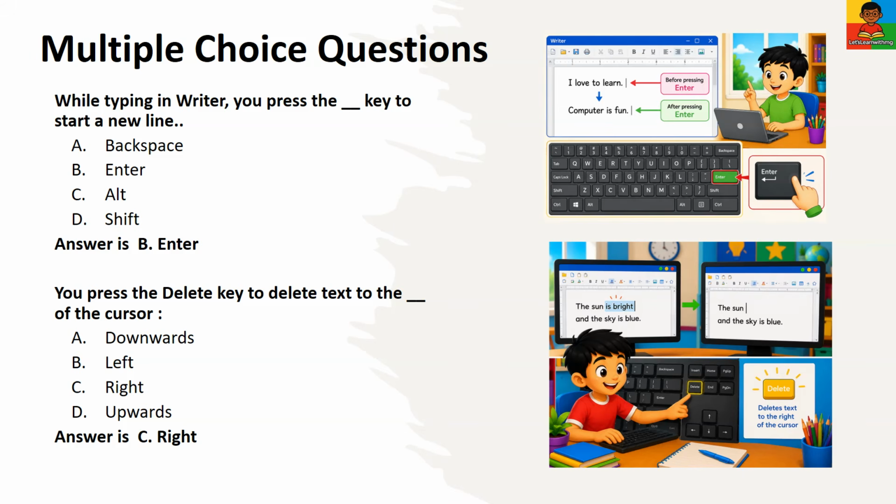Next, you press the Delete key to delete text to the right of the cursor. A. Downwards. B. Left. C. Right. D. Upwards. The answer is C. Right.